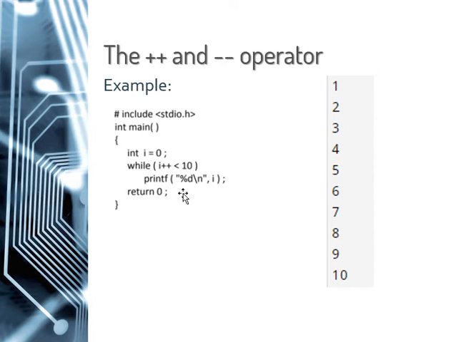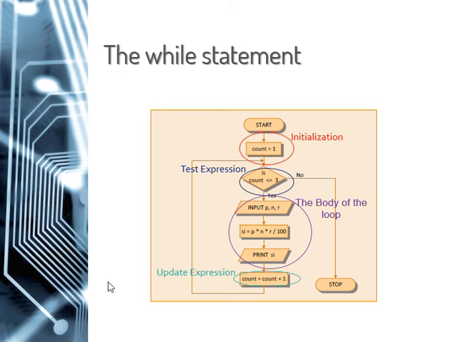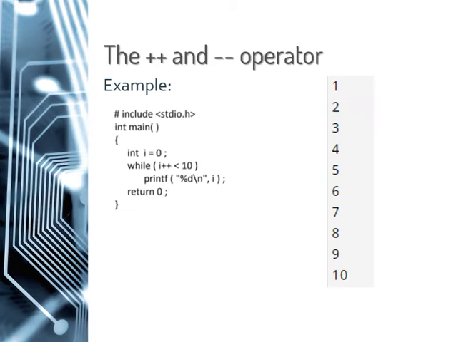I'm just introducing this in case you encounter it elsewhere, in a book or from another programmer, so at least you know what it means. It means the same as what we had earlier, but this time the increment is inside the while. The update expression part of the loop is inside the condition itself.